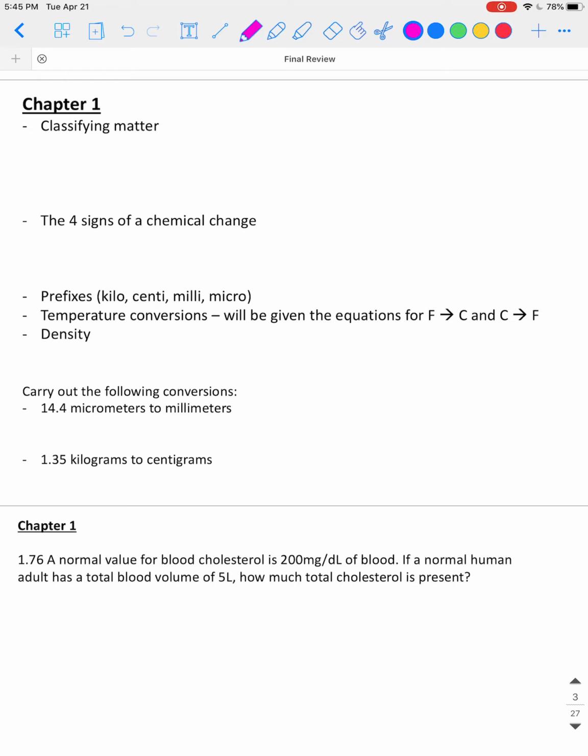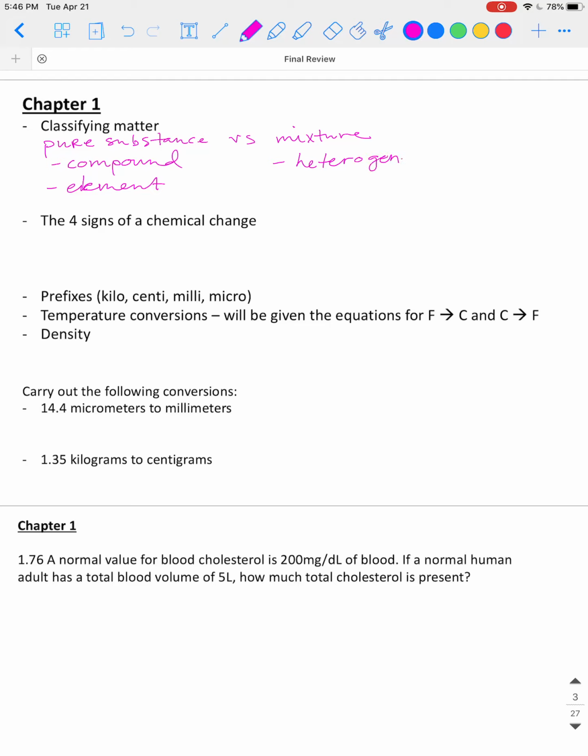Chapter 1, here were some of the big things from chapter 1. Classifying matter. You need to know terms like pure substance versus a mixture. A mixture is not a pure substance. What would be a pure substance? Well, a compound would be a pure substance, and an element. These are pure substances. There's a whole chart, kind of like a flow chart, that helps you classify matter.